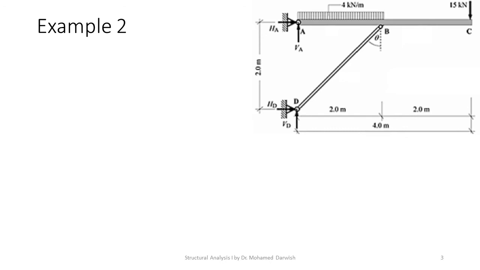Example 2, the beam ABC is supported by a hinge connection at A and a link member at point B. This member BD is hinged from point D too. So actually we have here 4 unknowns: horizontal force at A and vertical force at A, horizontal force at D and vertical force at D.